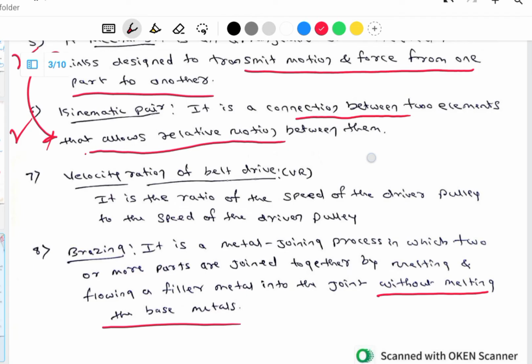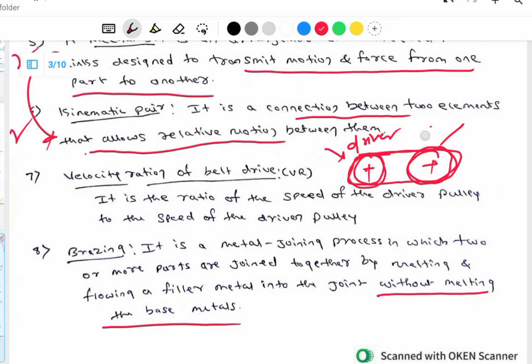So velocity ratio of the speed: what is the velocity ratio? Consider there are two wheels connected with the help of a rope. If you have a motor at this end and you are running this first pulley, and with the help of a belt you are running this second one, this will be a driver and this will be driven.